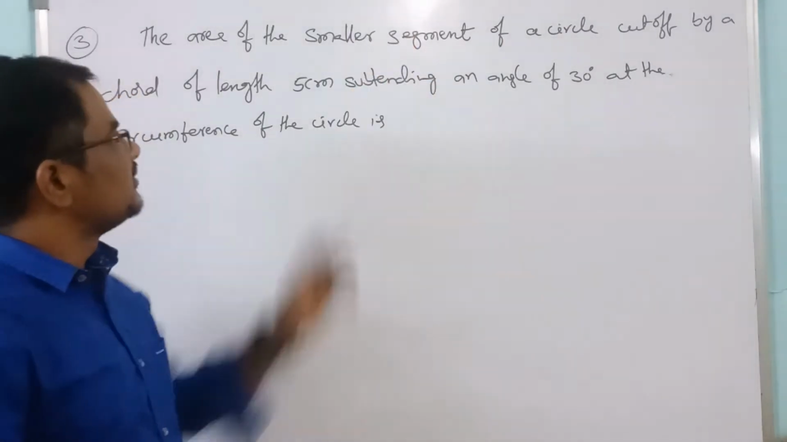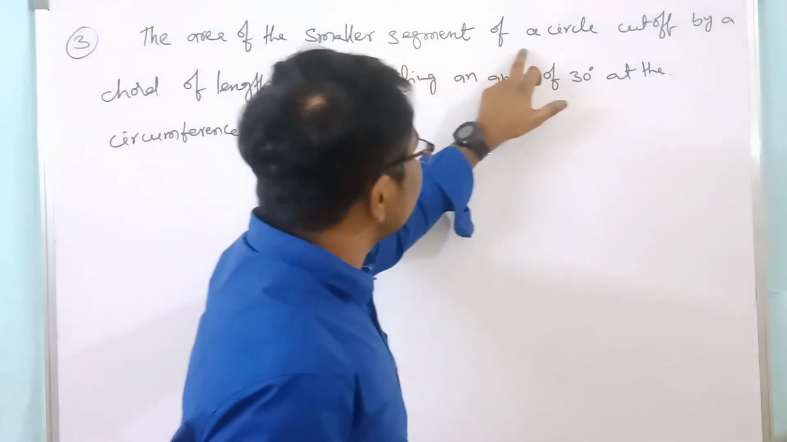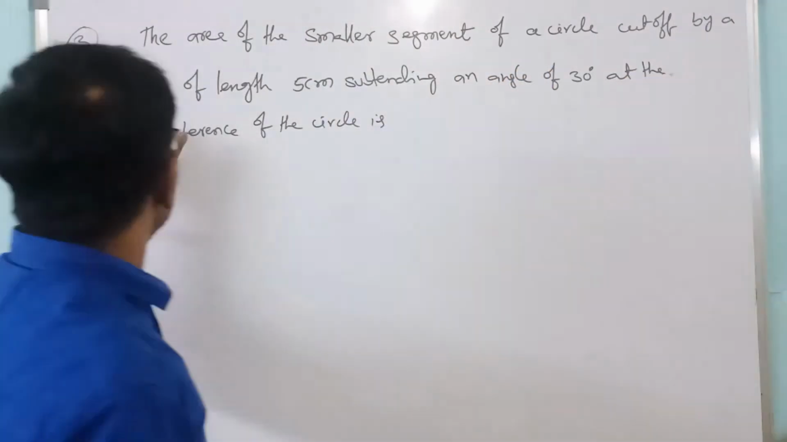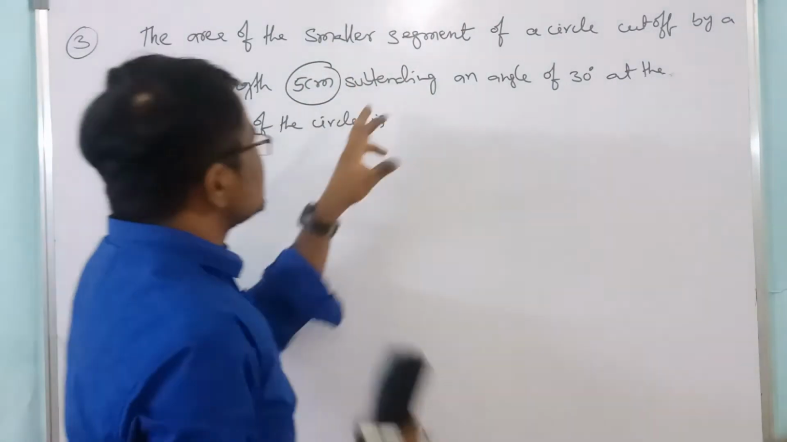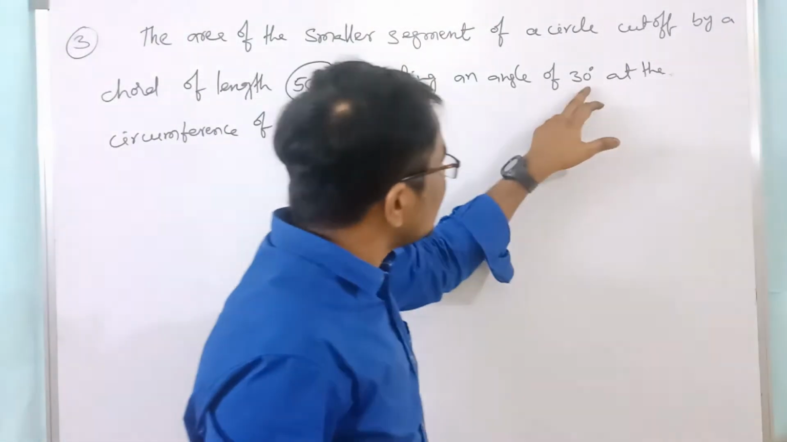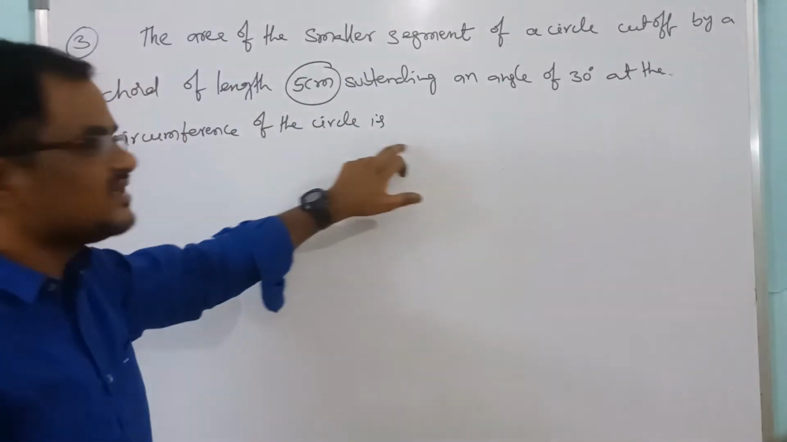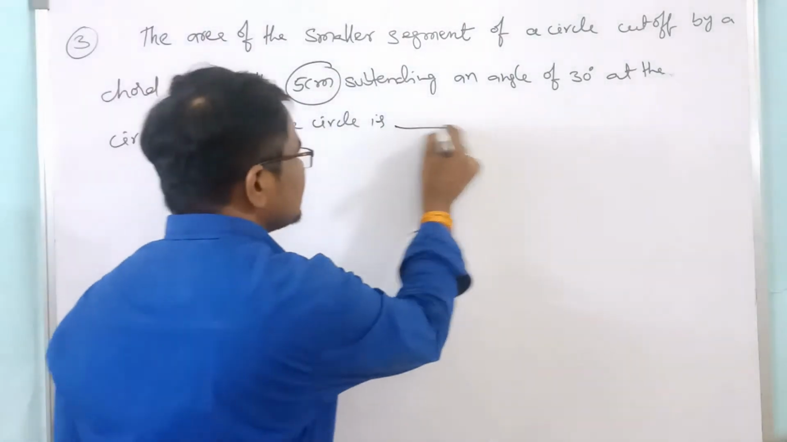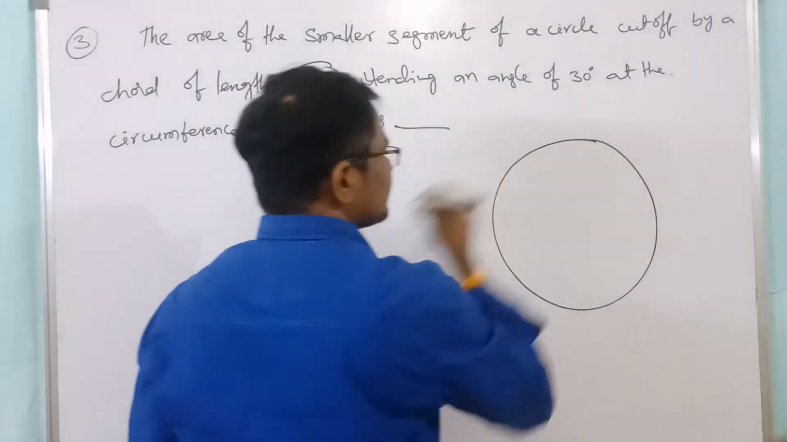Now see the third problem. The area of the smaller segment of a circle cut off by a chord of length 5 centimeters, subtending an angle of 30 degrees at the circumference of the circle, is asked. Suppose you take a circle, right?